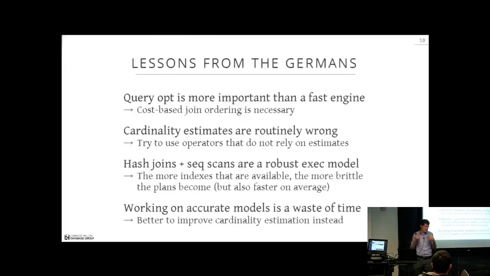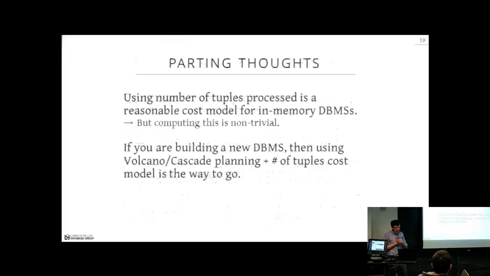And then the last piece I think is cool is that they basically said trying to have a more accurate model, like in the small base example that we talked about before, is usually a waste of time. Just guessing the number of tuples you're going to process, but having those guesses be accurate, will give you more bang for the buck.